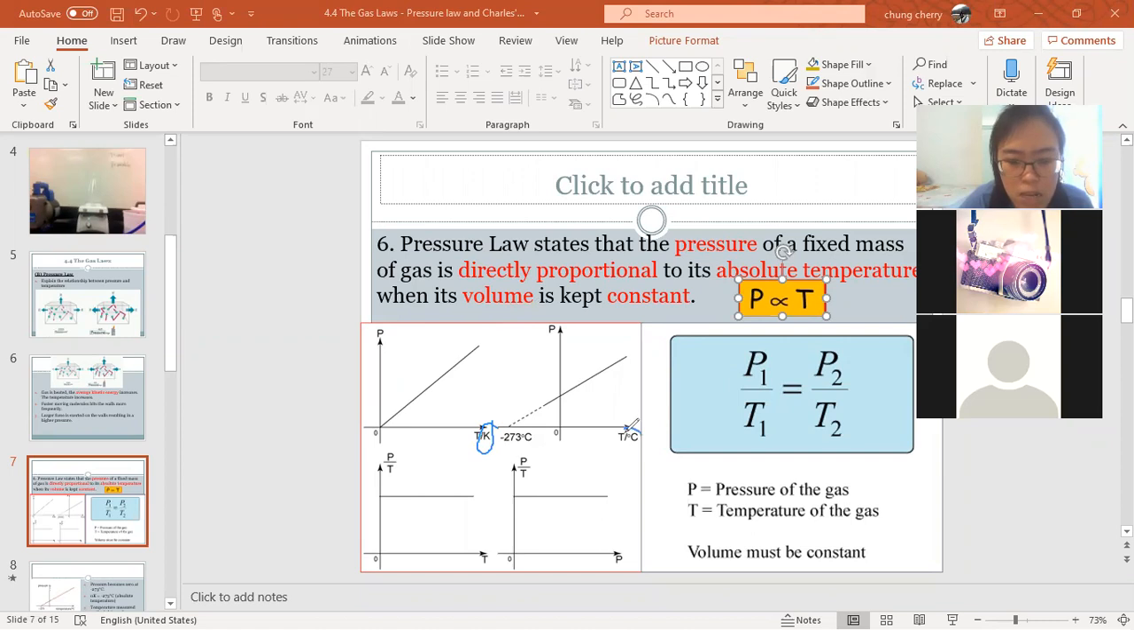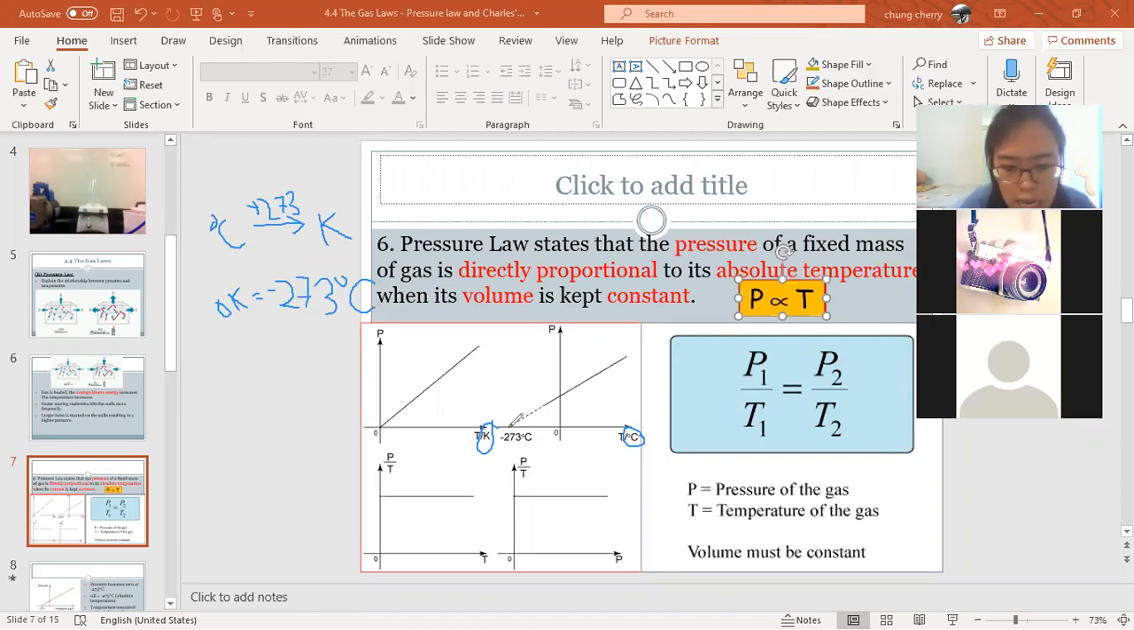But if the temperature is measured in degrees Celsius, as you know, if my degrees Celsius wants to change into Kelvin, I must add what? Correct. Plus 273. So in other words, 0 Kelvin is equivalent to negative 273 degrees Celsius.